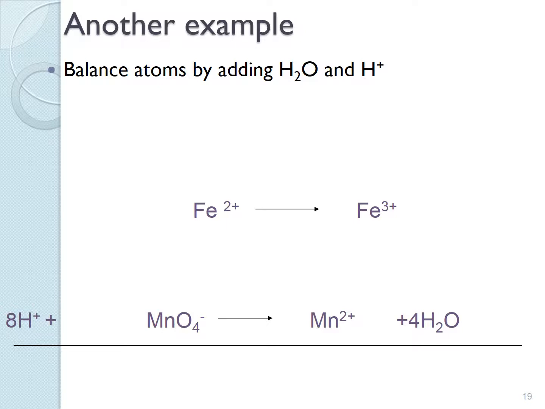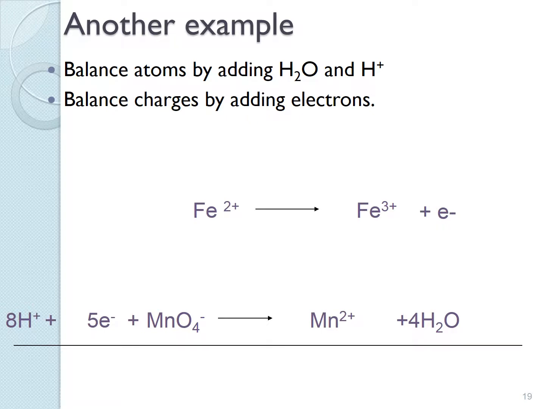Then the next thing we have to do is add our electrons. All right, so Fe2+ and Fe3+, we have to add 1 electron to the right to balance those charges. So now both sides are +2. On the left-hand side, before adding the electrons, we have a positive 2 on the right-hand side, and we have a positive 8 and a -1, so a positive 7 on the left-hand side. So we have to add 5 electrons to get them both to be positive 2. So we've added 5 electrons.